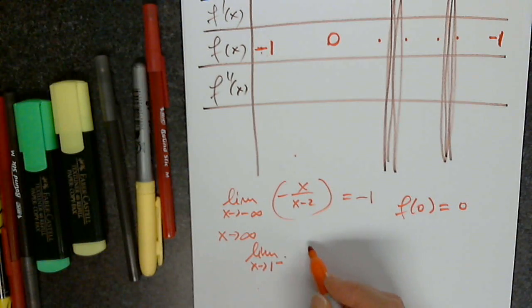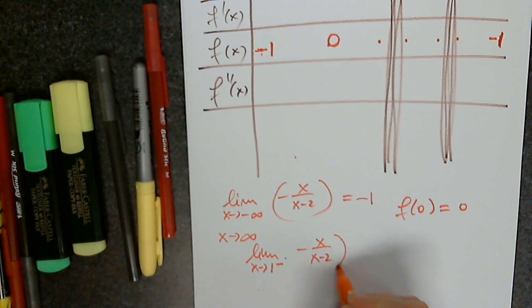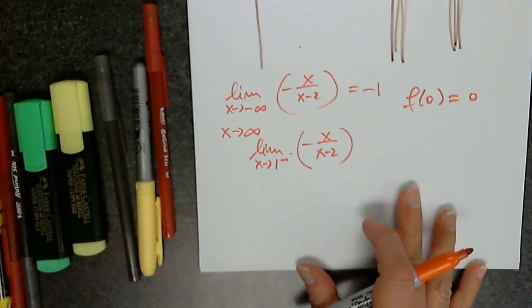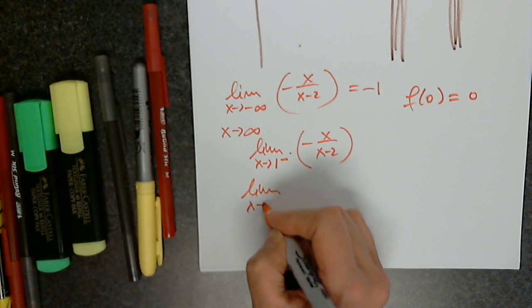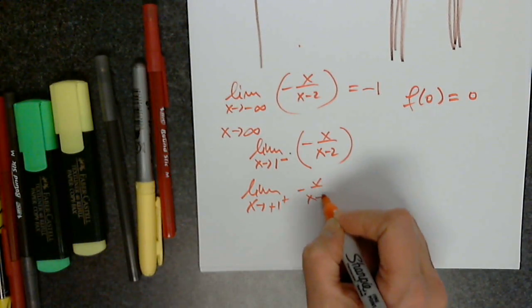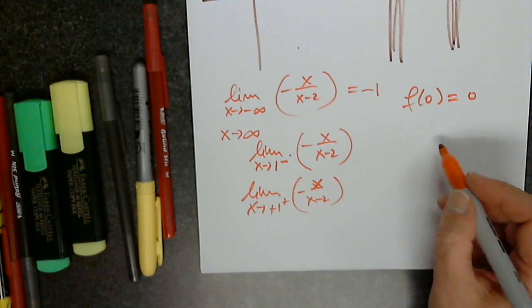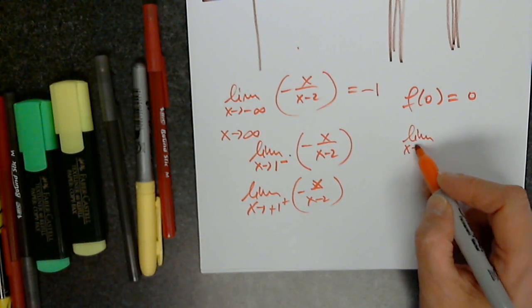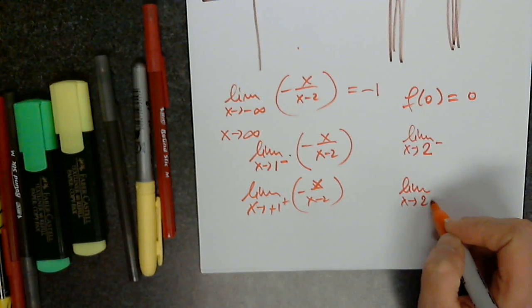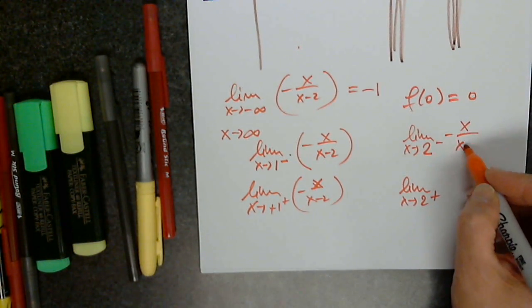as x approaches 1 from the left of negative x over x minus 2? And what about the limit as x approaches 1 from the right of negative x over x minus 2? And then finally the limit as x approaches 2 from the left, and the limit as x approaches 2 from the right of negative x over x minus 2.